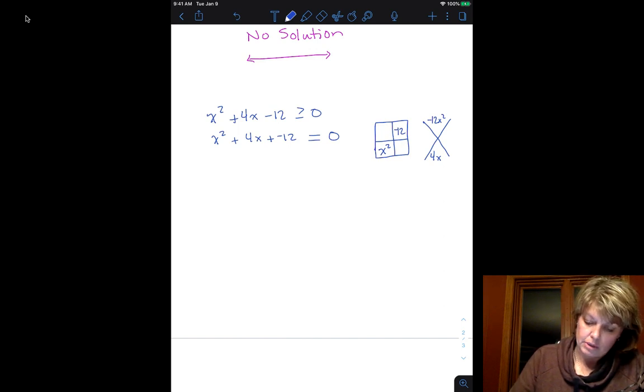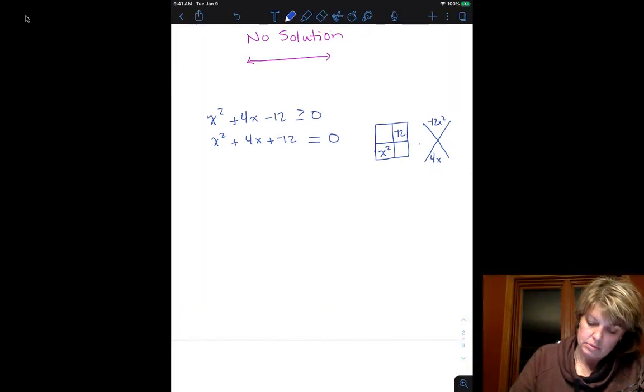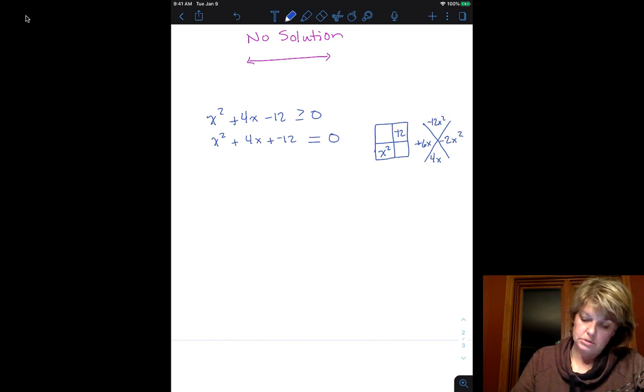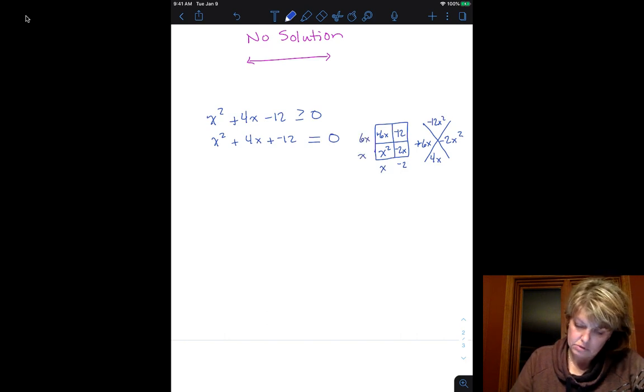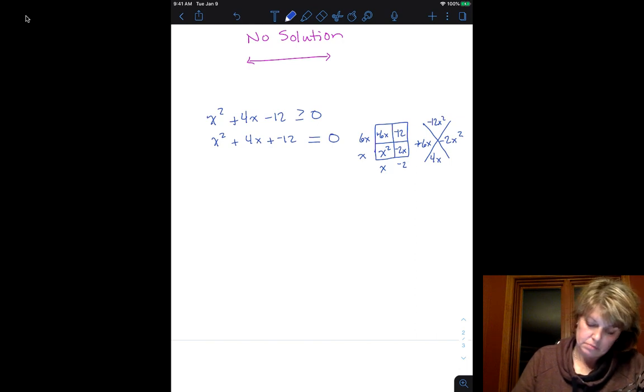I need two numbers that multiply together to give me negative 12 and add together to give me 4. In that case, it would be negative 6x and positive 2x. Nope, I lied. It'd be the other way around. Positive 6x and negative 2x. Make sure the combination adds together to give us our 4x. So putting those into the rectangle, pull out a negative 2, factor out an x, factor out a 6x. Do I have my negatives correct? Yep, I think so.